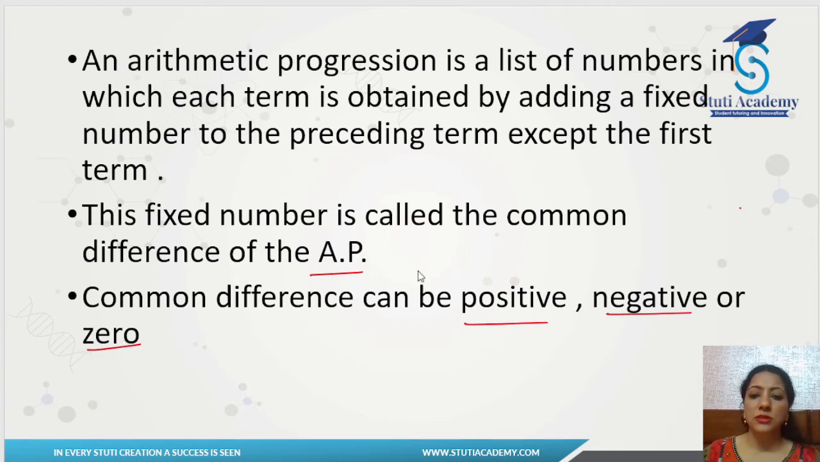Also, students, please notice here an arithmetic progression can either be finite or infinite. That means it can either have finite terms, limited terms, or infinite terms, unlimited terms. That means the arithmetic progression can go on forever.